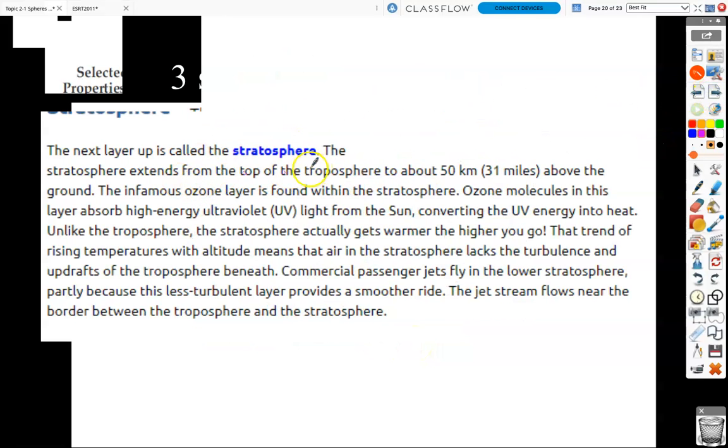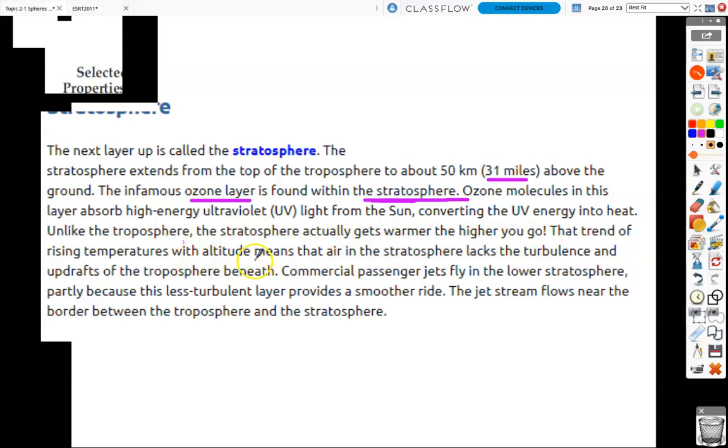The next layer is the stratosphere. The stratosphere goes from the top of the troposphere to about 50 kilometers, or about, we said, 32 miles. The infamous ozone layer is found in the stratosphere. So that question will come up quite often on the Regents. Where is the ozone layer found? It's in your stratosphere. Ozone absorbs the high energy ultraviolet light, converting it to heat. And that's why it gets warmer. Unlike the troposphere, the stratosphere gets warmer the higher you go.